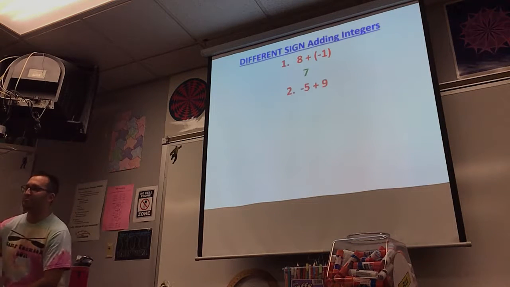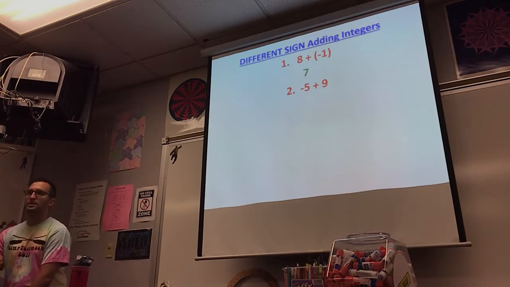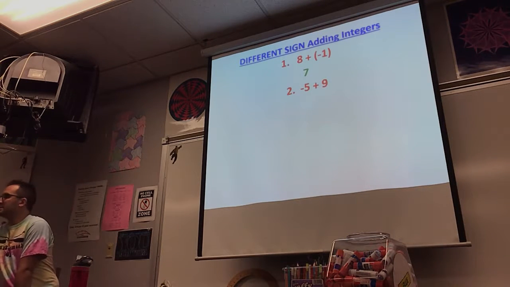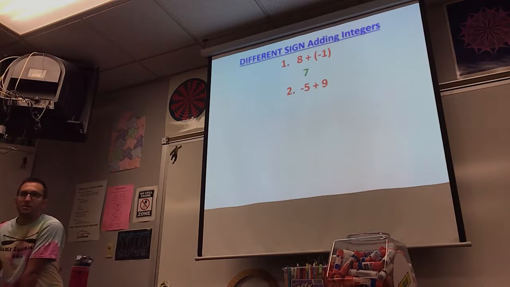Next one, -5 plus 9. Same or different sign? Different signs, so what are we going to do? What does it say in our notes? The first part. Subtract the two numbers. So 9 minus 5 is 4. Now we keep the sign of the bigger one. Which one's bigger, positive or negative?